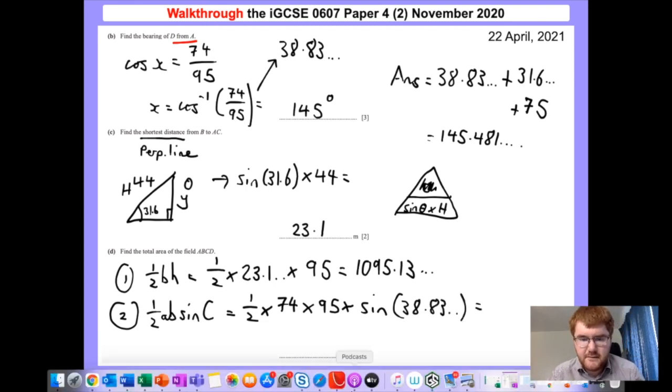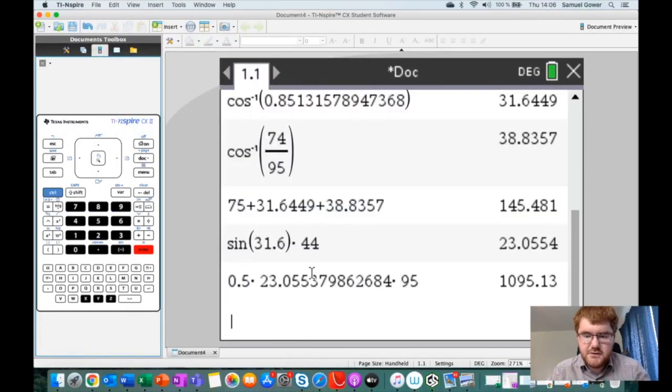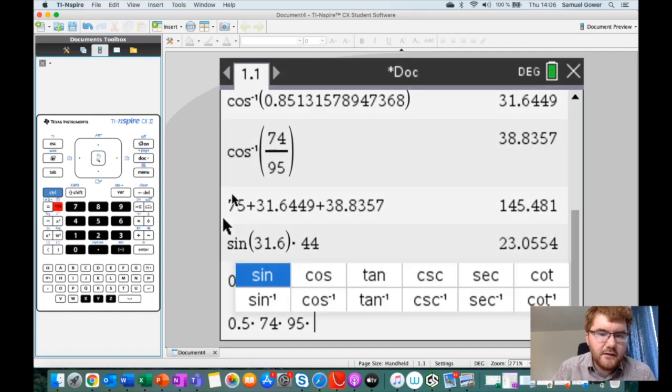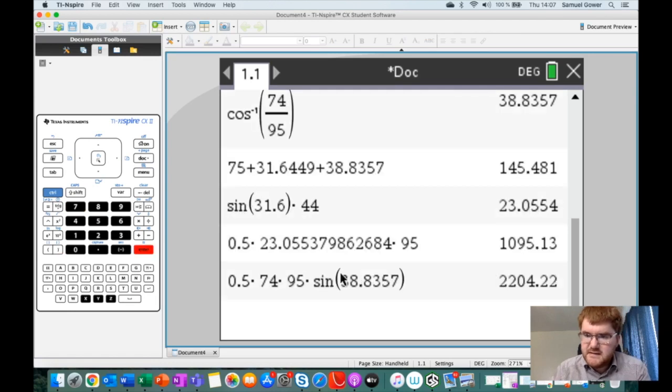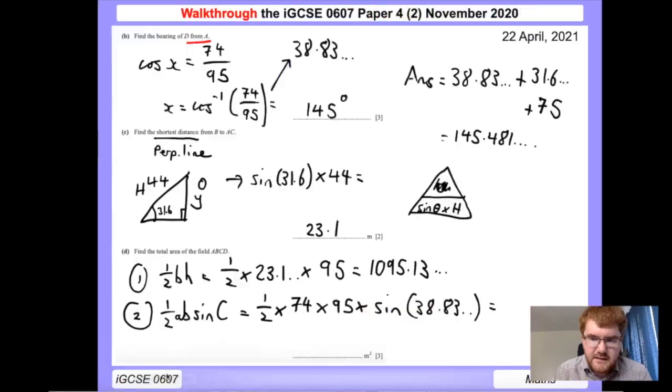We pop this into our calculator. Nice question this. So 0.5 times 74 times 95 times the sine of 38.83. Or you take the unrounded number if you have the possibility. So you get 2204.22. So let's write that in.